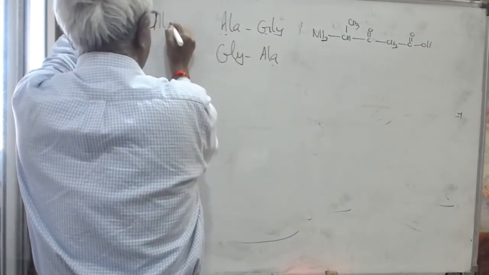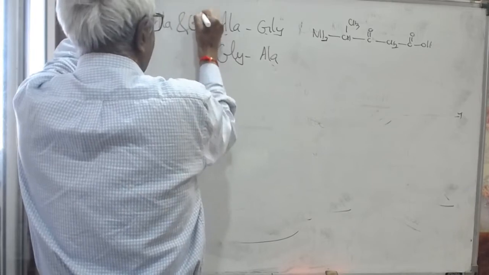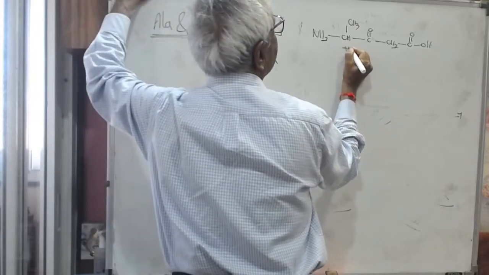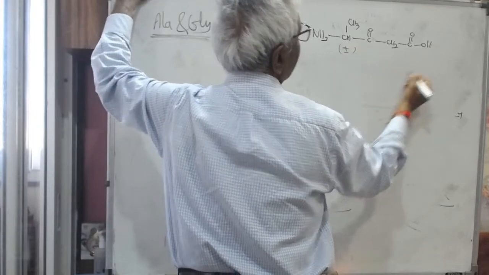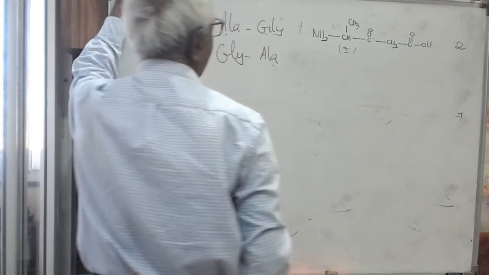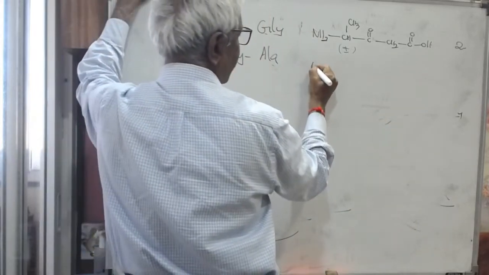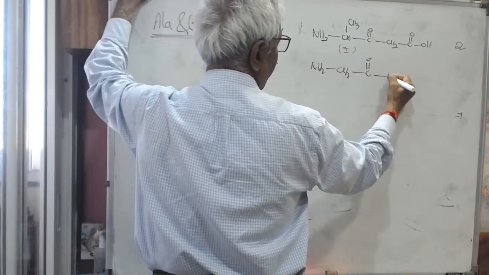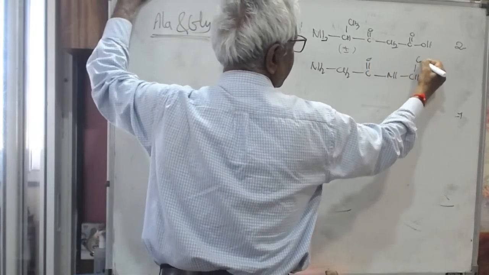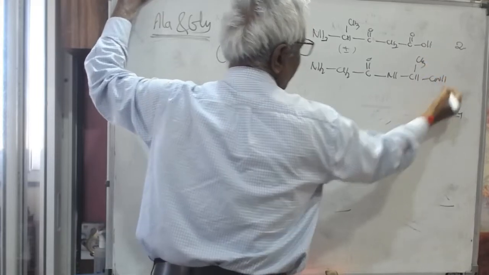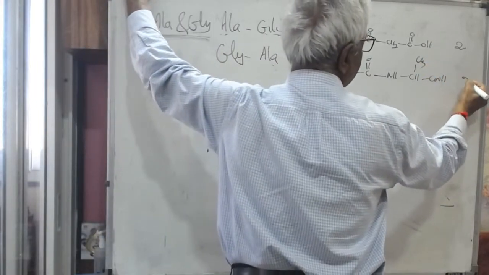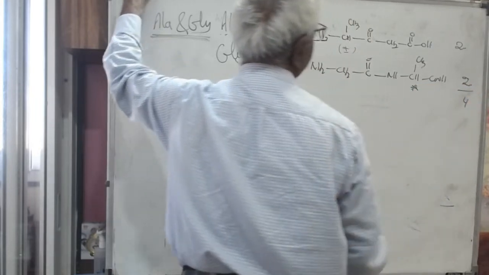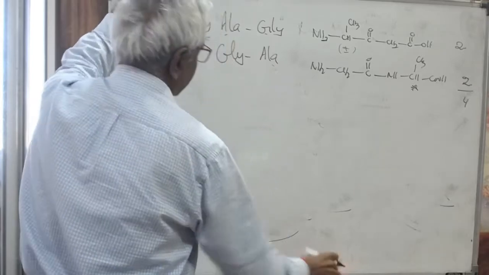From ALA and GLY, how many peptides are possible? It is an asymmetric center, so therefore plus or minus, 2 are possible. Now similarly, NH2, CH2, CO, NH, CH, CH3, COOH. How many are possible? This also will give 2. So total 4 dipeptides including stereoisomers.